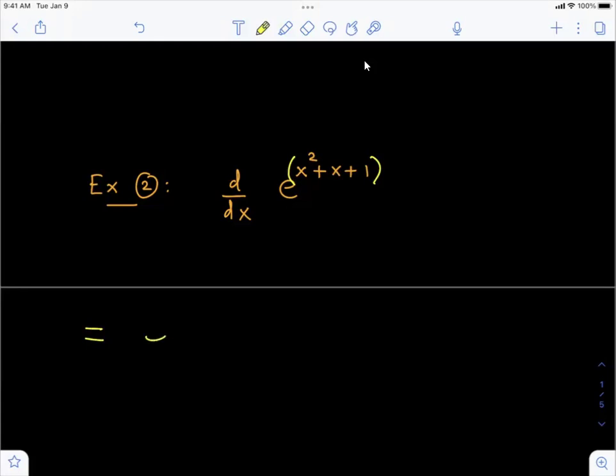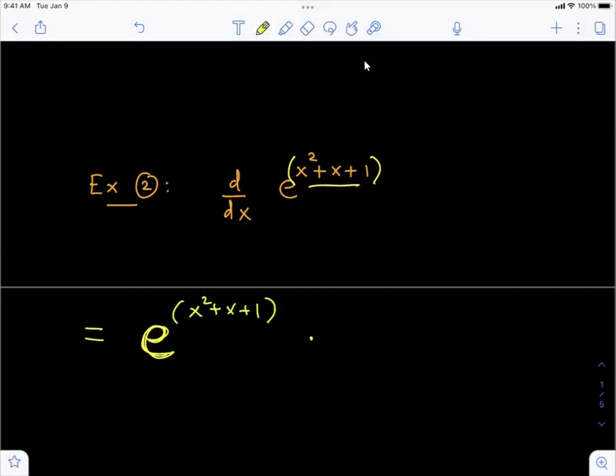But when you take the derivative of e to the x, you know it's going to be e to the x. But here our function is, now you took the derivative. This is not just the original e, it is the derivative e. And when you take it, now you're going to evaluate it at x squared plus x plus 1.